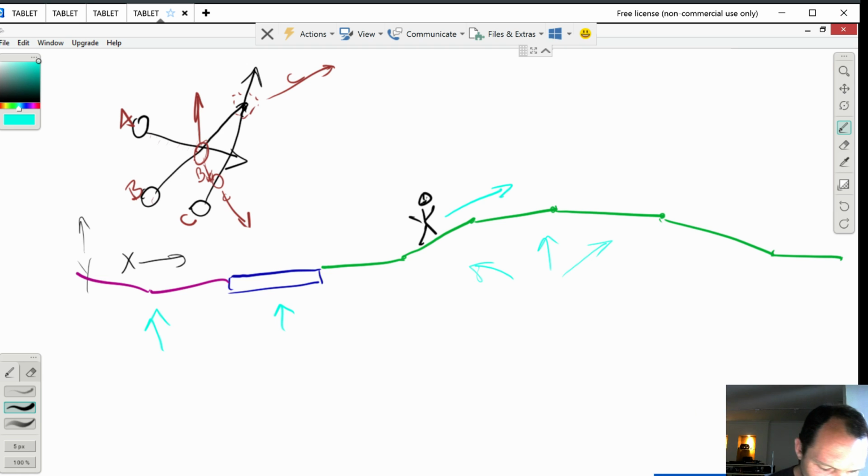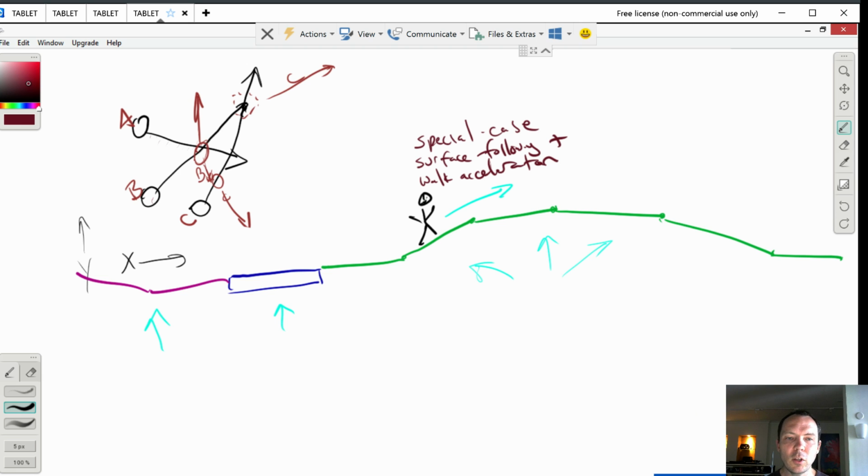He has some special case surface following plus walk acceleration, right? So what happens is, the player has acceleration and deceleration built into him, but then also he's following along the surface.